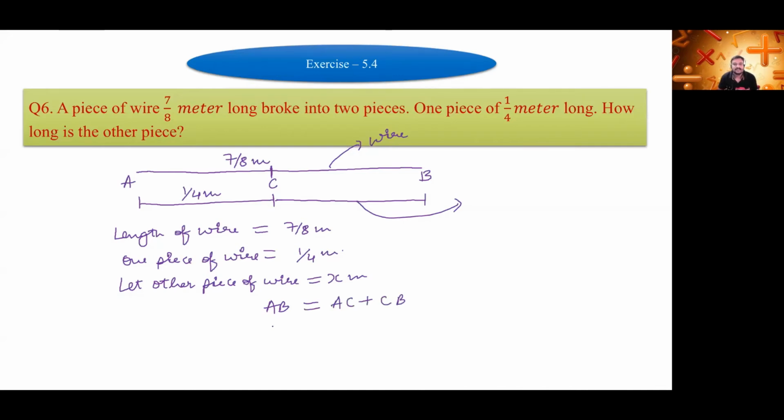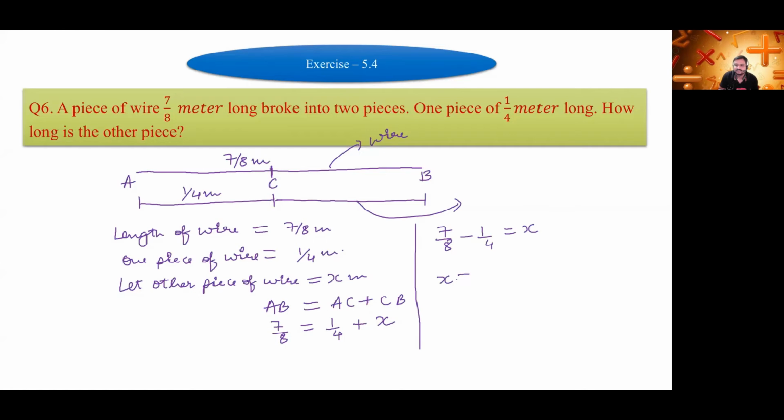Okay, AB का वैल्यू कितना है? 7/8. AC का वैल्यू कितना है? 1/4. और CB को हमने क्या कंसिडर किया है? X. Just solve this, you will get the answer. Okay, 7/8, we will shift that 1/4 to the LHS, so this will become 7/8 - 1/4, which is equal to X.